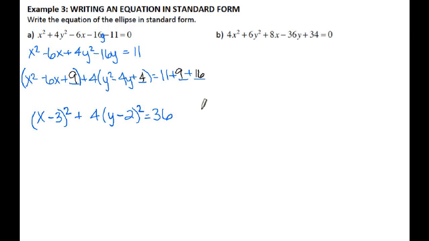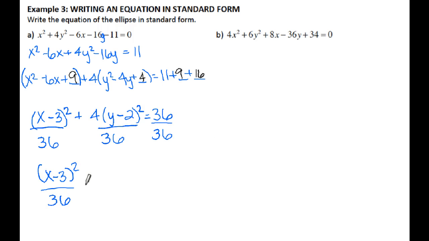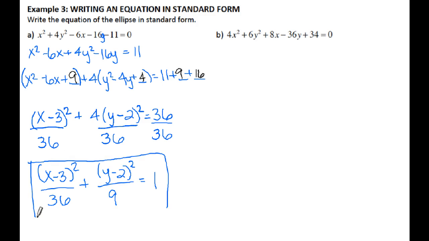Now our standard form equations for ellipses always equal 1, so we need to divide both sides by 36. Just make sure you divide everything by 36. This leaves me with (x minus 3) quantity squared over 36 plus (y minus 2) quantity squared over 9, because I'm reducing 4 over 36, equals 1. And then there's our equation in standard form.